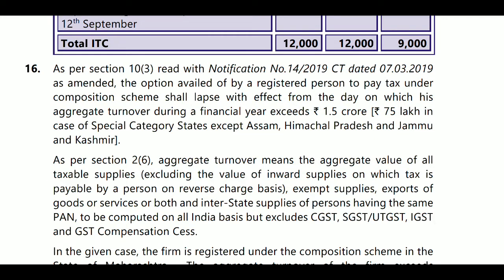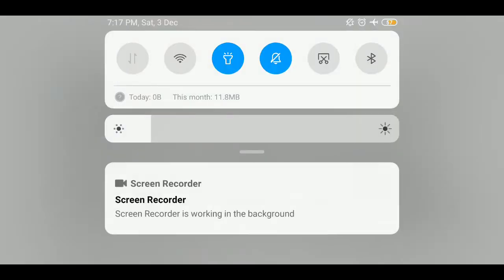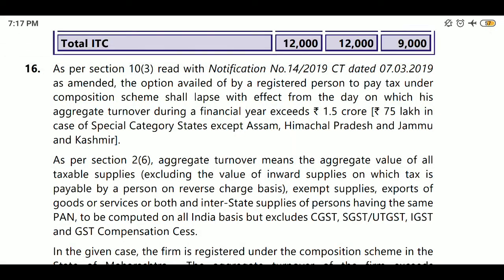Here, as per section 10(3), the option availed by the registered person to pay tax under the composition scheme shall lapse with effect from the day on which the aggregate turnover during the financial year exceeds 1.5 crores, or 75 lakhs in case of special category states, except the cases of Assam, Himachal Pradesh and Jammu and Kashmir.